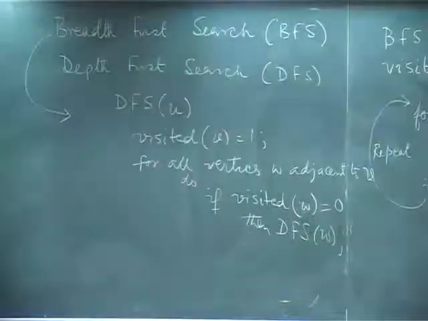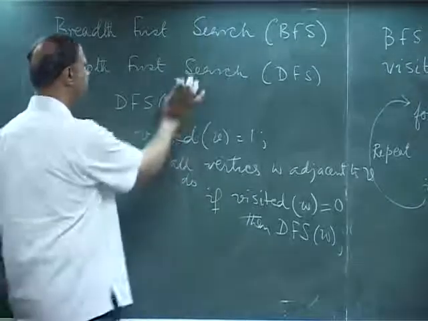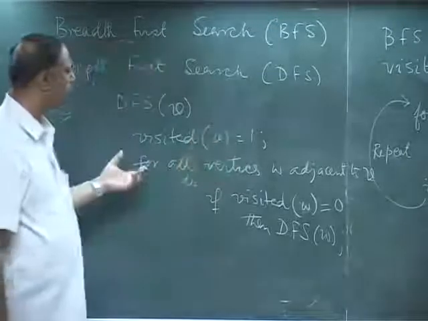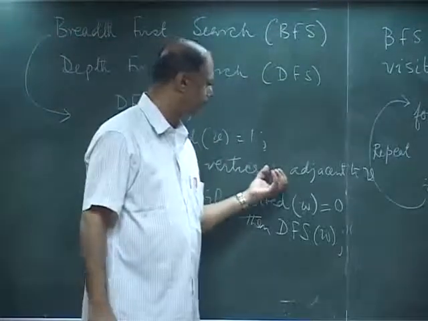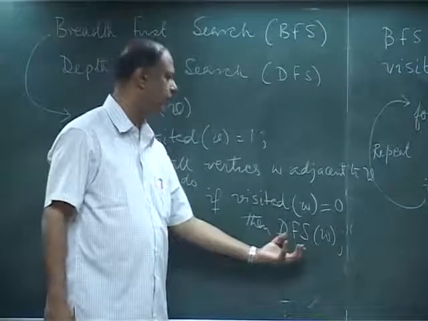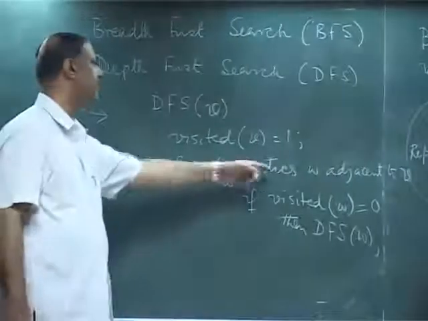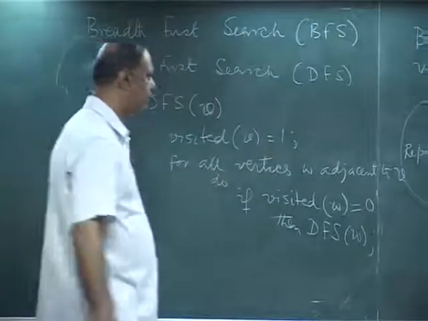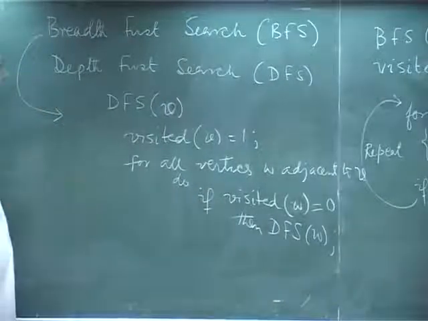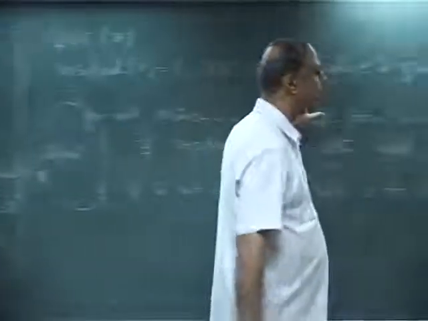Okay. Here what we are doing is that in DFS V, visited V is 1, I am setting it first. Now for all vertices W adjacent to V, you see whether W is visited or not. If not, then you call DFS W. Otherwise, you go to the next adjacent vertex of V, and you check again, and so on. So that is the DFS or depth first search, and this is the algorithm that you need to implement.